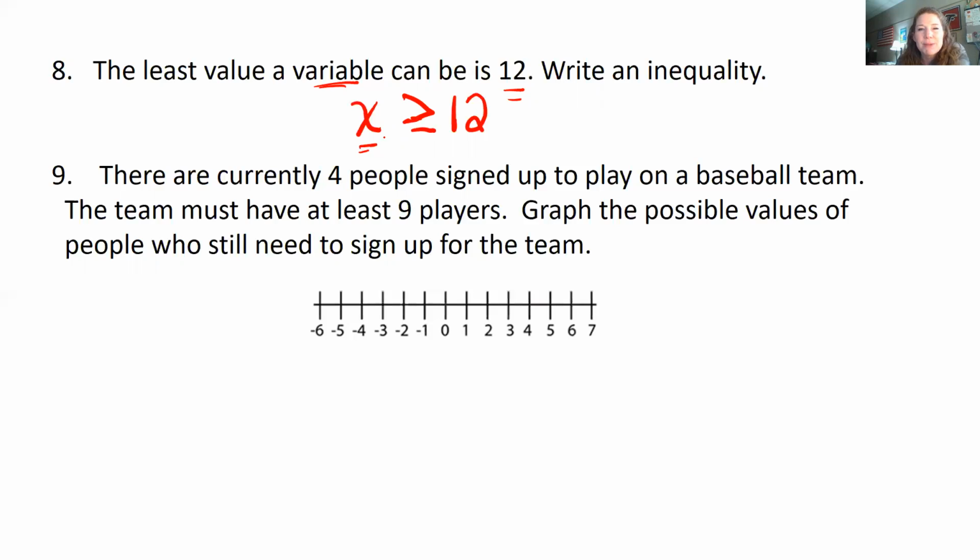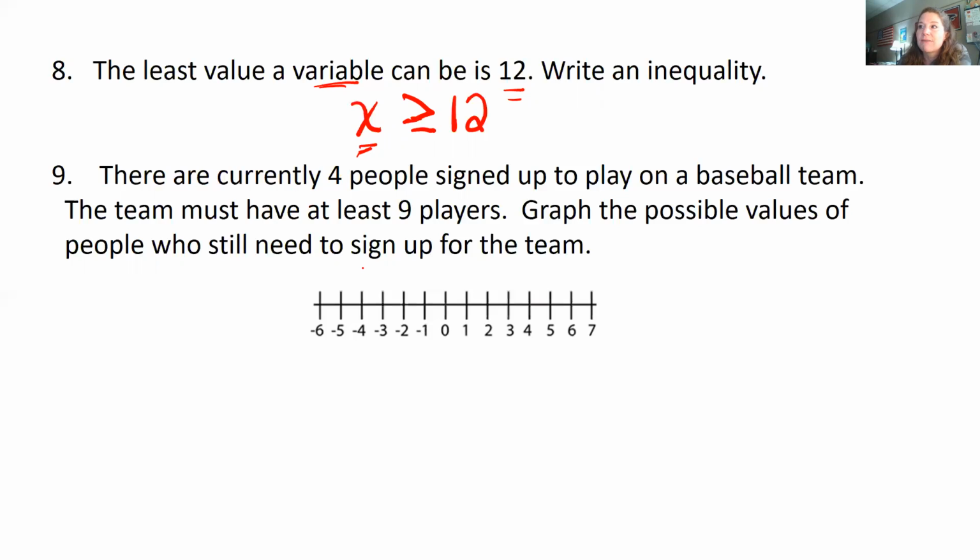So some of these seem confusing, but if you'll just kind of talk your way through them, you can figure out what they're looking for. Okay, the least value of variable, the least amount this x can be is 12. That means it can be 12 or a number greater than 12.